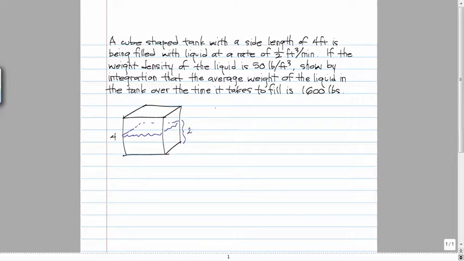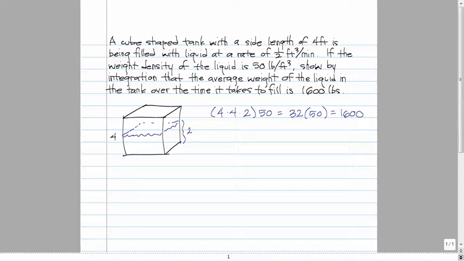And then we know that the volume of the liquid in the tank is 4 by 4 by 2. We're multiplying that by the weight density of the liquid, 50 pounds per cubic foot, and that gives us 32 times 50 is equal to 1,600. And now we're going to look at how we can use integration and an average value formula to verify that value that we're guessing.